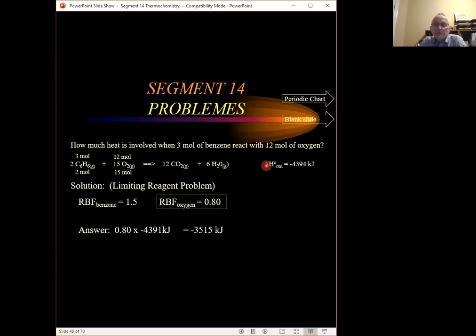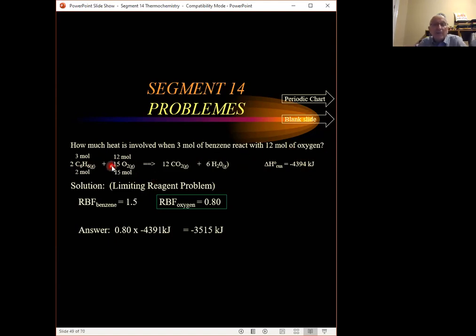But the heat of that reaction is given. It's minus 4394 kilojoules for the reaction the way it's written. In other words, with 2 moles of benzene reacting, you get minus 4394. It gives off 4394 kilojoules. If I had 1 mole, it would give off half as much. If I had 4 moles, it would give off twice as much, etc. 2 times 2 would be 4.